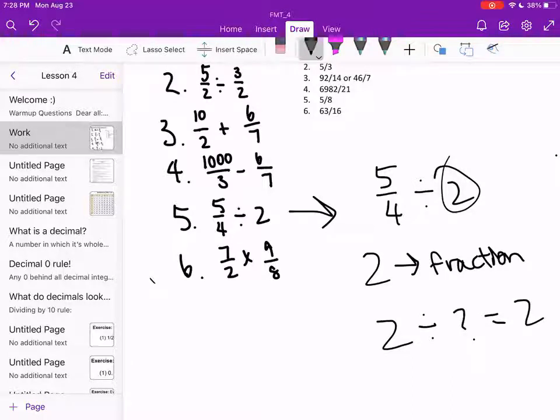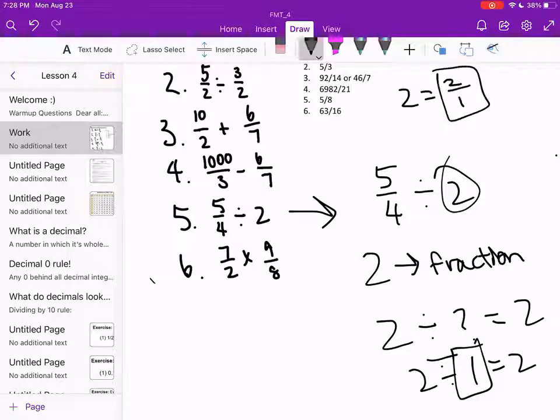2 divided by 1 equals 2, right? The 1 rule. So then it's basically 2 out of 1. 2 over 1, correct. So not 2 out of 1. The way you say that is called 2 over 1. Okay. So now we can reset that problem as 5 over 4 divided by 2 over 1.